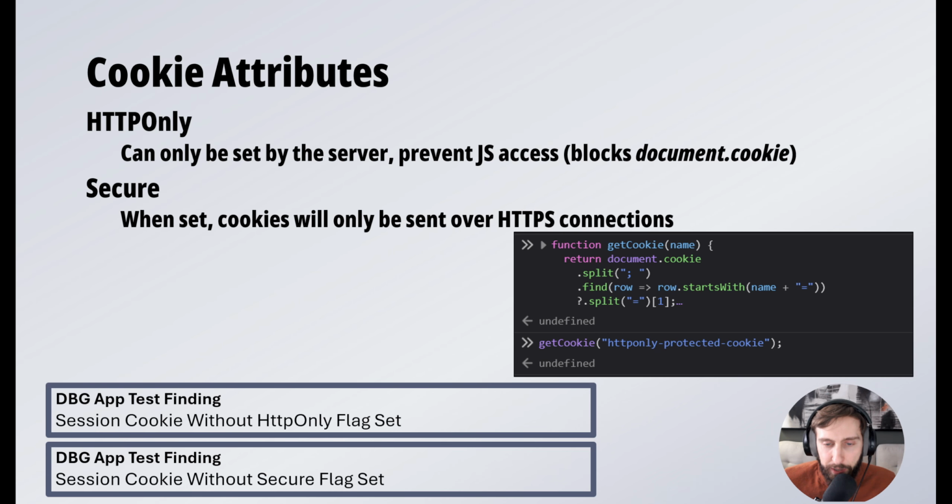Just showing a really quick example of the HTTP only flag in action. So in the code on the right-hand side, it's just creating a simple function to search for cookie values. And we're searching for a presumed cookie named HTTP only protected cookie that has the HTTP only flag set, and we can't get it in the JavaScript. This flag has often been used and recommended as a mitigation to cross-site scripting and related attacks that might be able to retrieve session cookies.